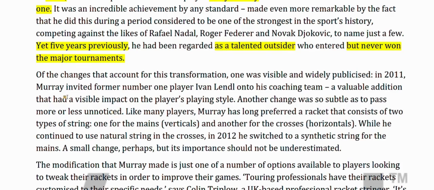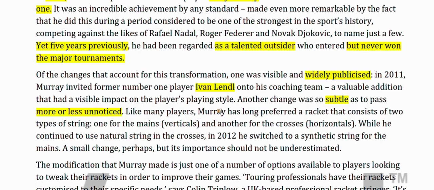Moving further, of the changes that account for this transformation, one was visible and widely publicized. Widely publicized means a lot of attention. In 2011, Murray invited former number one player Ivan Lendl onto his coaching team, a valuable addition that had a visible impact on the player's playing style. So the change that he made attracted a lot of attention, it was widely publicized, but the change was not related to the racket, it was related to a person. Another change, the second change, was so subtle as to pass more or less unnoticed.